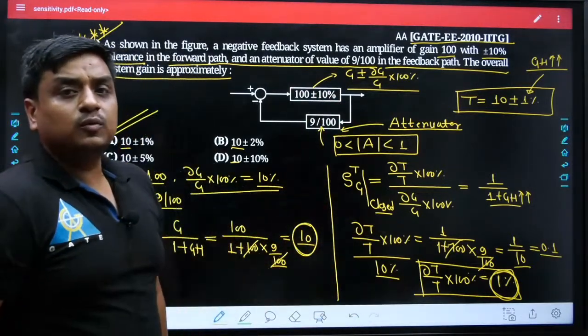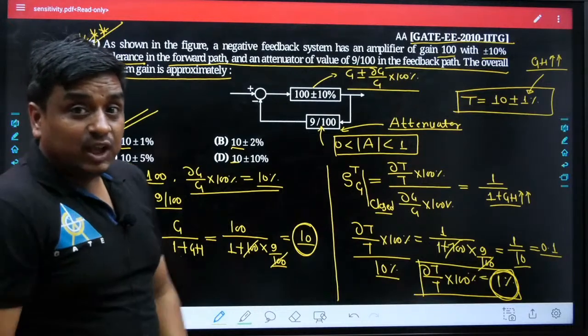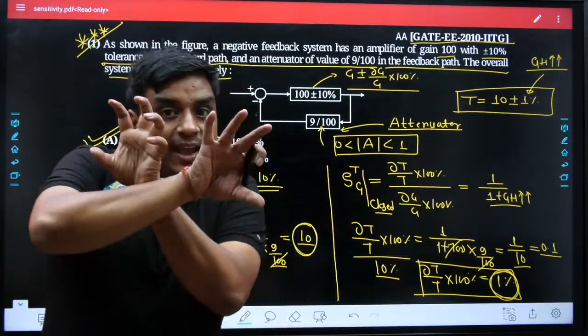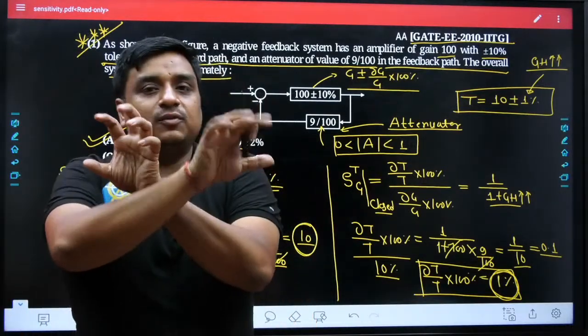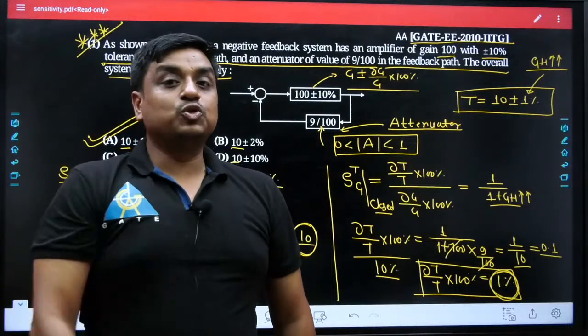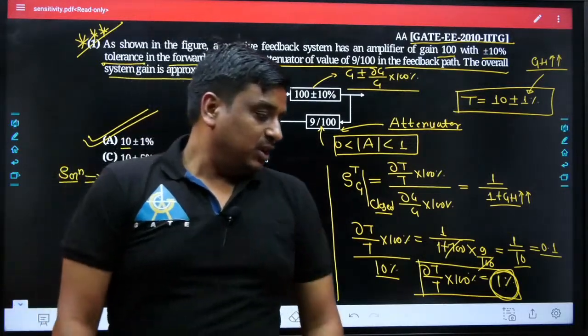We wanted to know the T. The T would have two parts, the absolute part and the changing part, which is nothing but T plus minus ∂T divided by T into 100%.